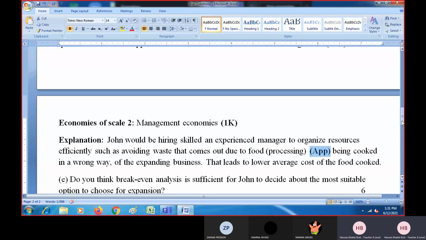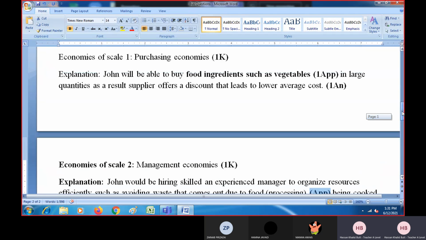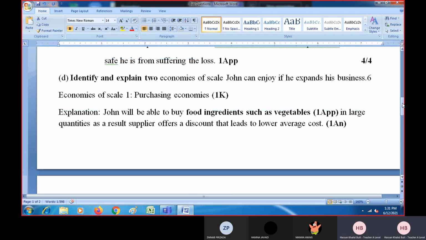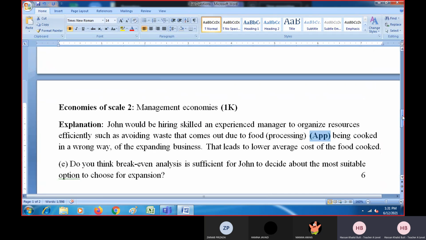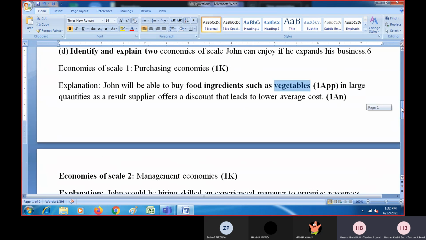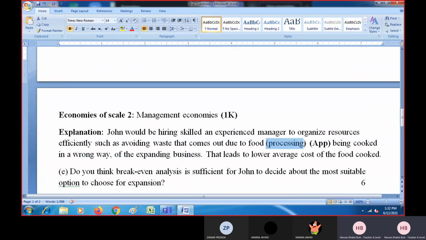Okay. Now let me tell you one more thing. This is fine if you use this application. But I want to tell you something. If you see here, we talked about vegetables. Here we talked about food processing. So this is different. But avoid using the same word for the application in both the parts. For example, if you have already used the word vegetables there, avoid using the same word in the second part of the question. So I have used the word processing there, or food processing. So this is different from vegetables, right? That's why I will get another mark for the application. So avoid using the same word time and again. Okay, that is my advice to you.